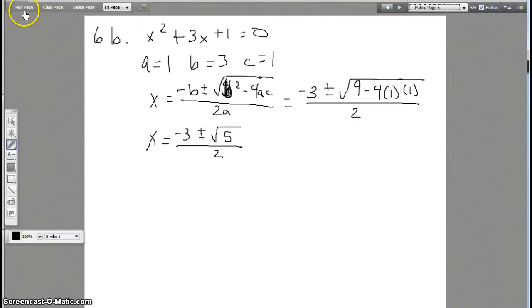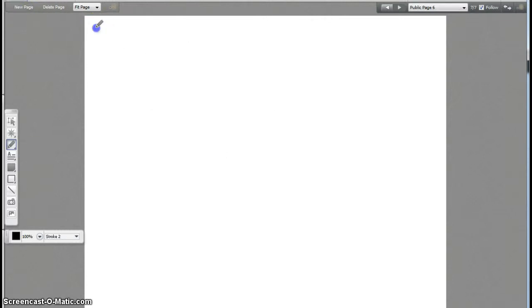Now let's look at number 7. Oh, and number 6 was just like number 13 that was assigned for homework. So number 7 says solve the following quadratic equations. Express the answer either as an integer or in decimal form correct to the nearest tenth. So let's just work a couple of parts here. Let's look at part D.